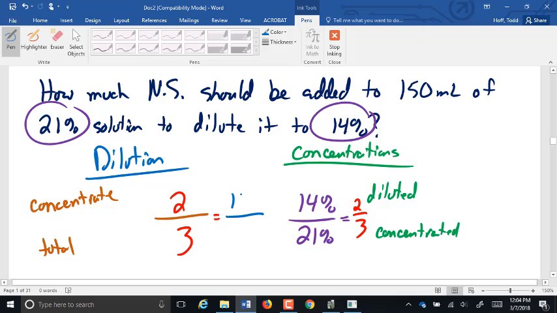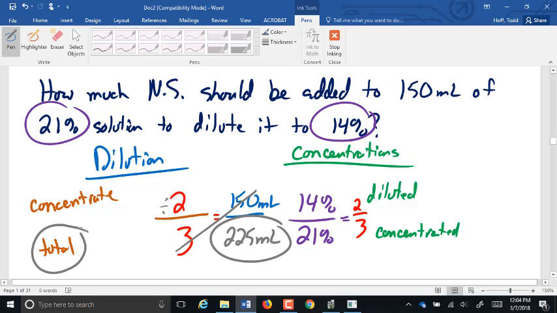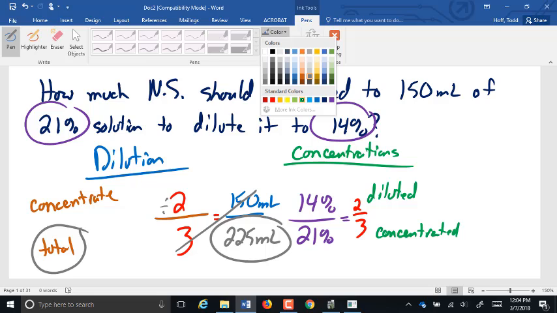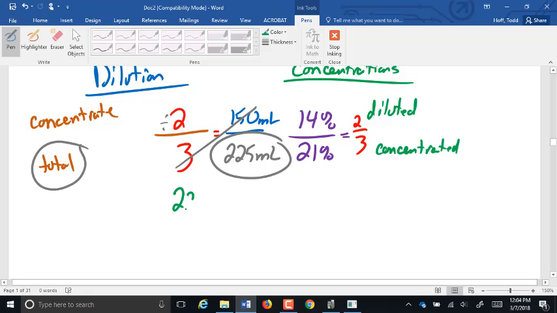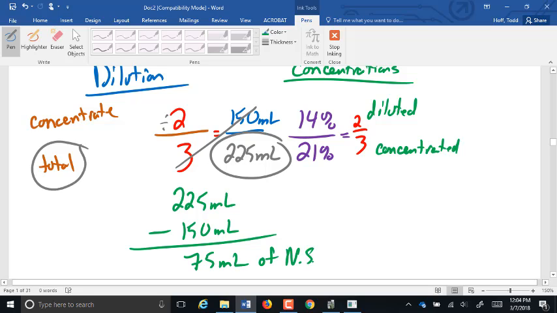We have a volume of 150 milliliters of our concentrated solution. We cross multiply and divide. 3 times 150 divided by 2 is 225 milliliters. Now that 225 milliliters is the total solution, so we do still have to subtract. We need 225 milliliters total. We're going to subtract the 150 milliliters that we already had of the 21% solution to get that we need to add 75 milliliters of saline.